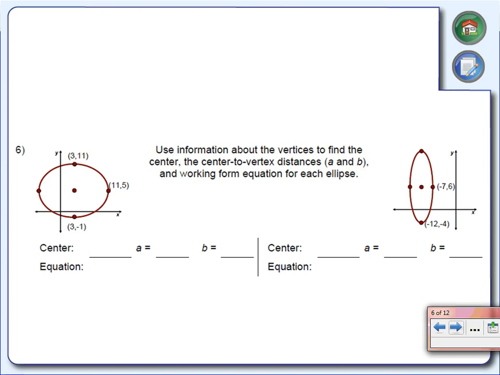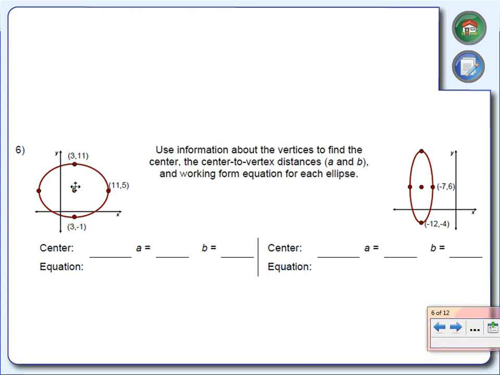Notice on number 6, what they've done this time is they've given me 3 points, 3 ordered pairs. They did not give me a center. They did not give me the horizontal distance. They did not give me the vertical distance. All they've done is given me these 3 points. And from those 3 points, somehow I've got to come up with an equation. Well, from those 3 points, look closely there. Is it possible for us to come up with a center simply by looking at those 3 points? Yes.